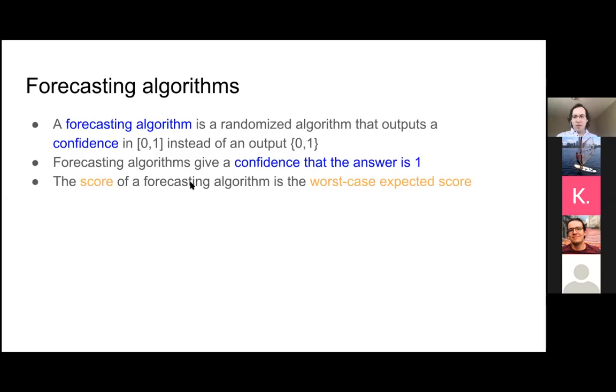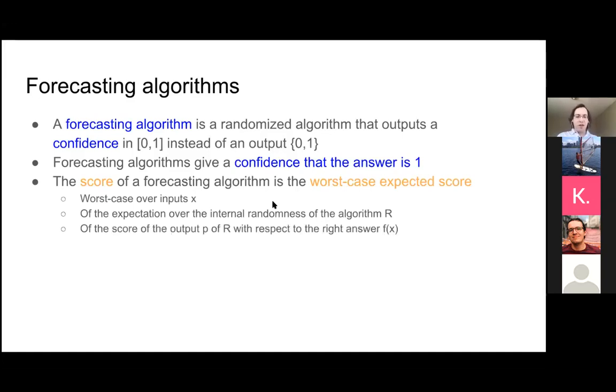We define the score of a forecasting algorithm to be the worst-case expected score. This is the worst case over inputs of the expectation, over the internal randomness, of the score with respect to the right answer. Of course, the score for a prediction depends on whether the prediction came true, which we evaluate based on the value of f of x, the function that the algorithm is trying to compute.